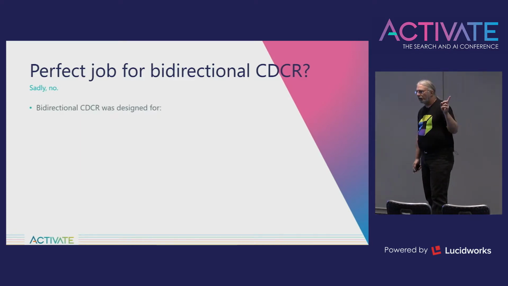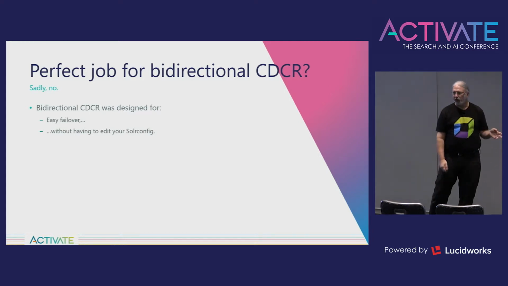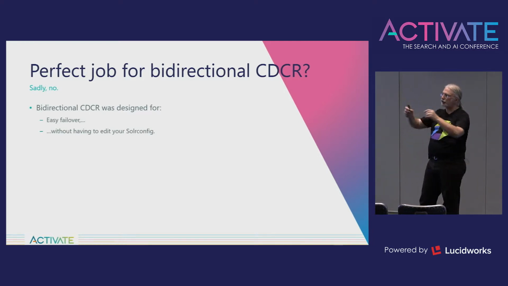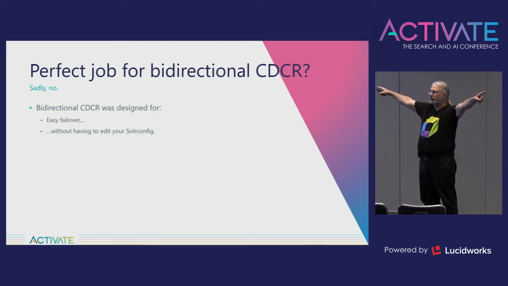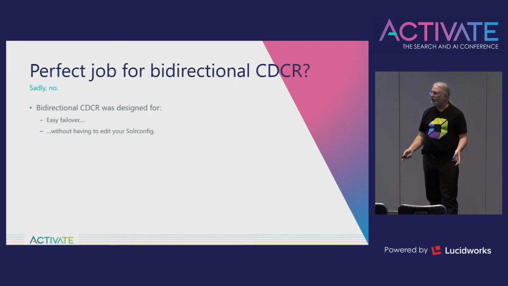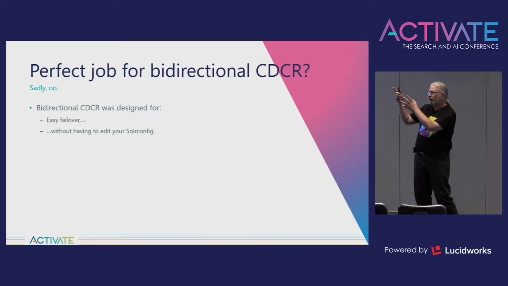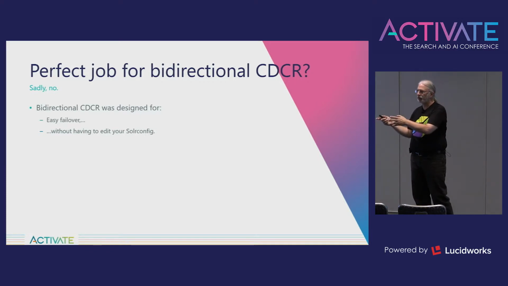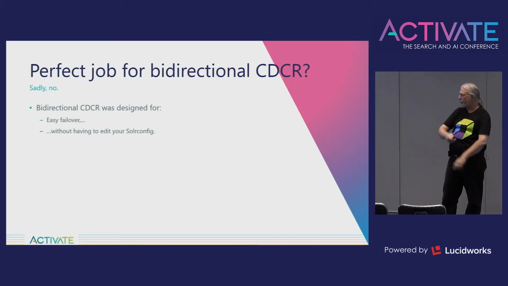However, the main thing that bidirectional CDCR was designed for is easy failover. Anybody who's implemented CDCR unidirectionally knows you have different changes to your Solr config on the two opposite sides, in the two clusters. So if you want to change what's the source and what's the target, you have to edit your Solr config. The thing that made bidirectional compelling is you put the same configuration in both sides, and then it keeps track of which side is doing the indexing, where am I getting my changes, and then it'll automatically swap directions when needed.